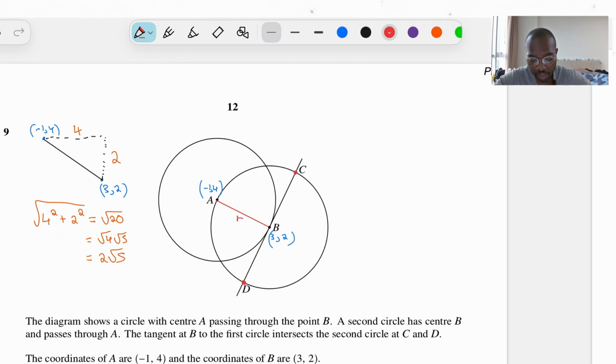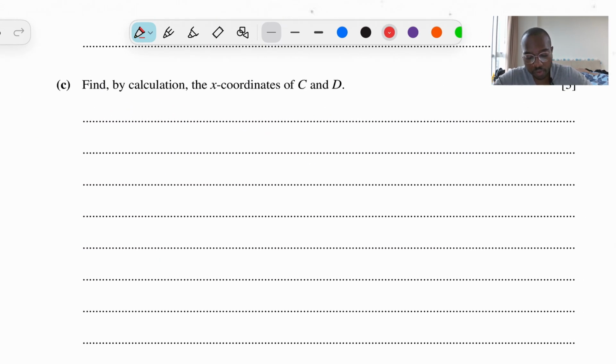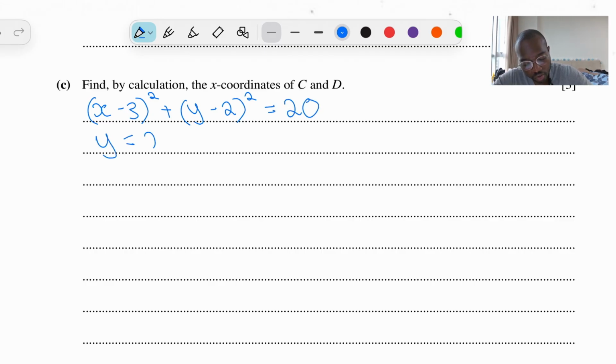So let's do that down here. If I rewrite what it was, this circle is (x minus 3) squared plus (y minus 2) squared equals 20, and the equation of the straight line was y equals 2x minus 4. So now let's substitute 2x minus 4 for y into the circle. That gives me (x minus 3) squared plus (2x minus 4 minus 2) squared. So 2x minus 4 minus 2 is 2x minus 6, squared, and that is equal to 20.